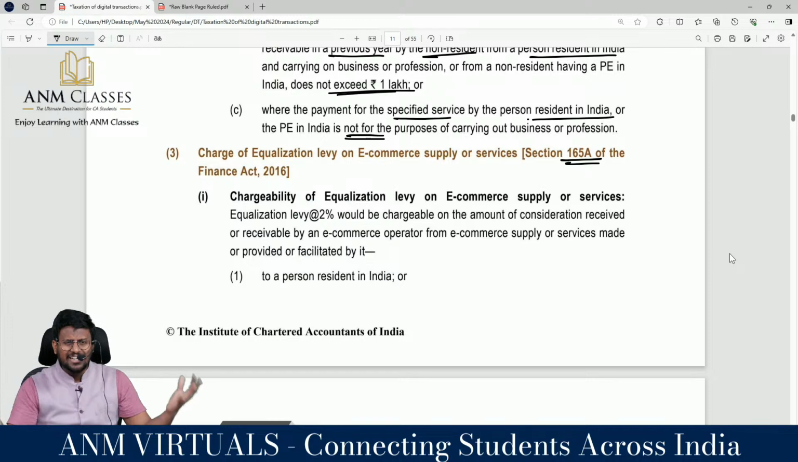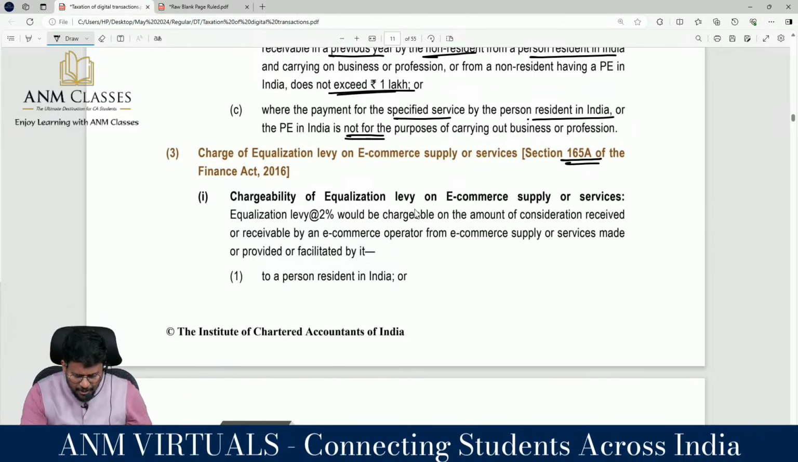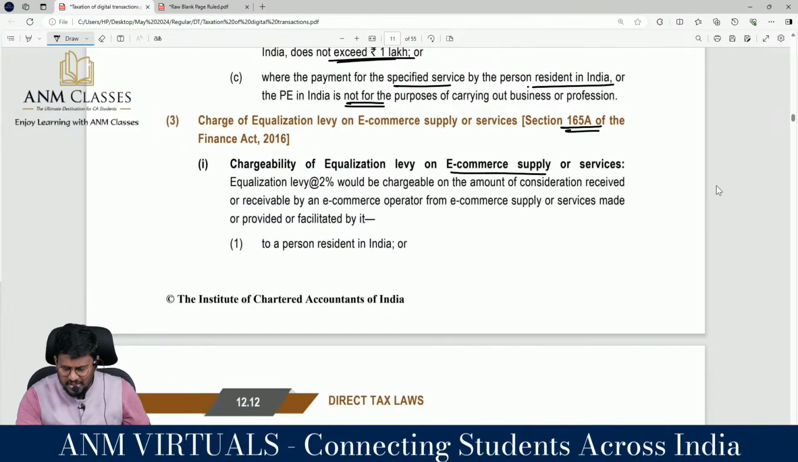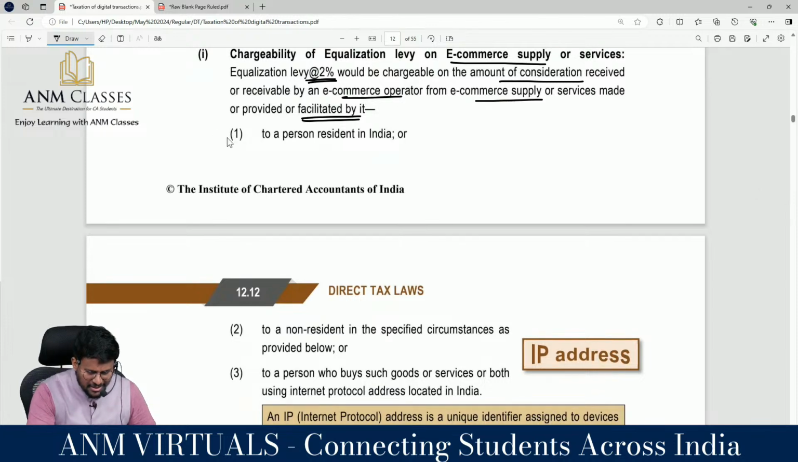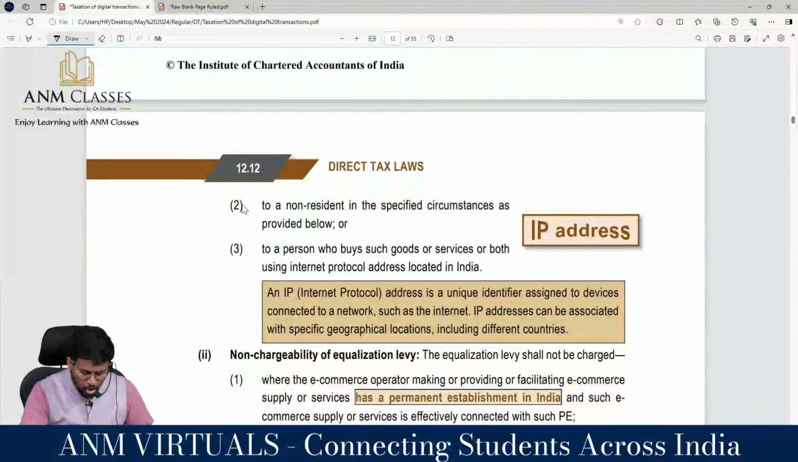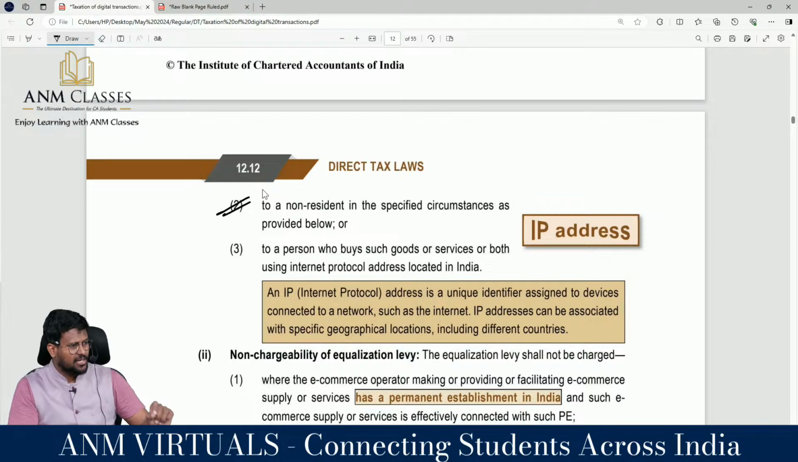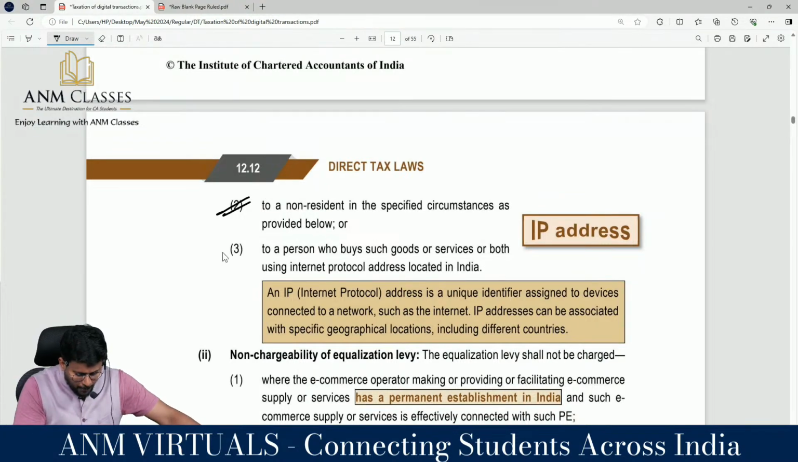I'm moving into the second type of equalization levy, chargeability of equalization levy on e-commerce supply or services. Equalization levy at the specified rate will be chargeable on the amount of consideration received or receivable by an e-commerce operator from e-commerce supply or service made or provided or facilitated by it to a person resident in India, to a non-resident in the specified circumstances as mentioned below, or to a person who buys such goods or service or both using an IP address located in India.